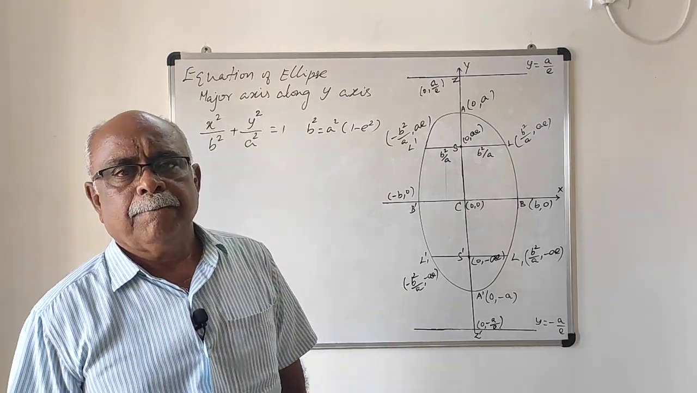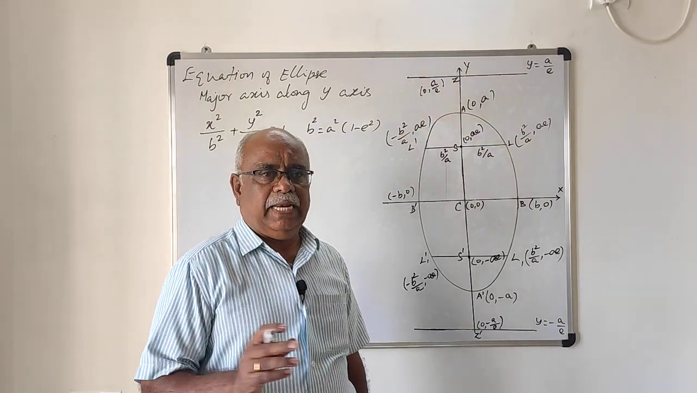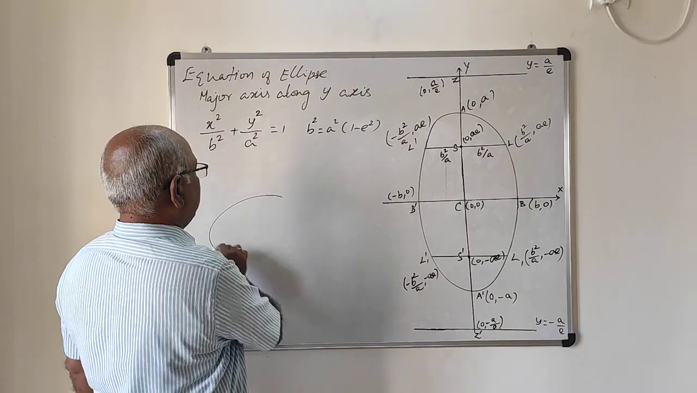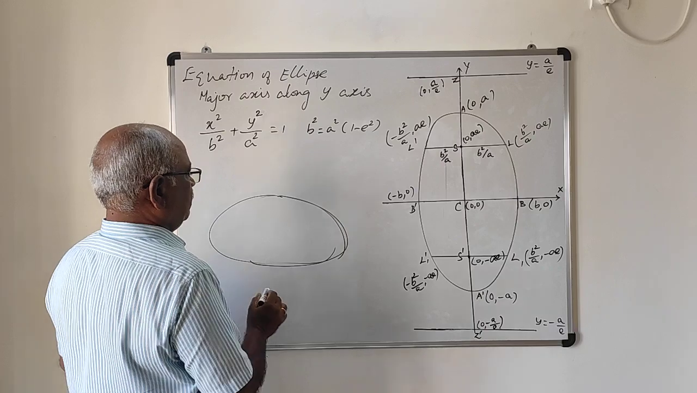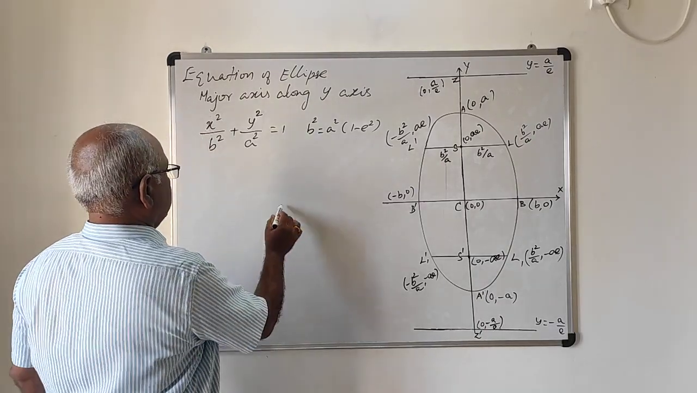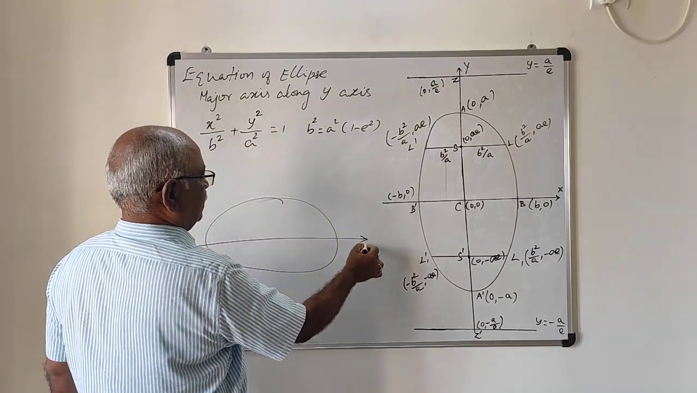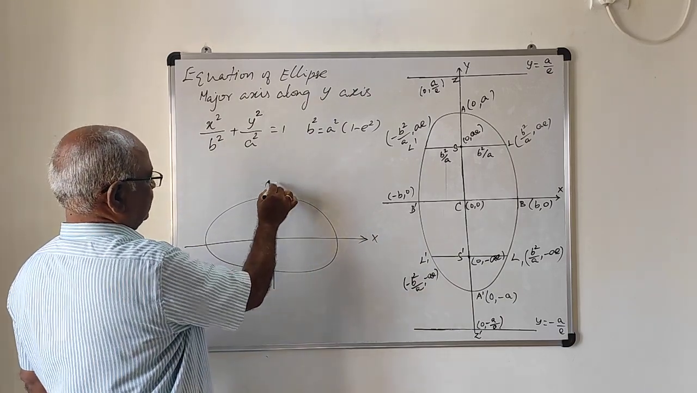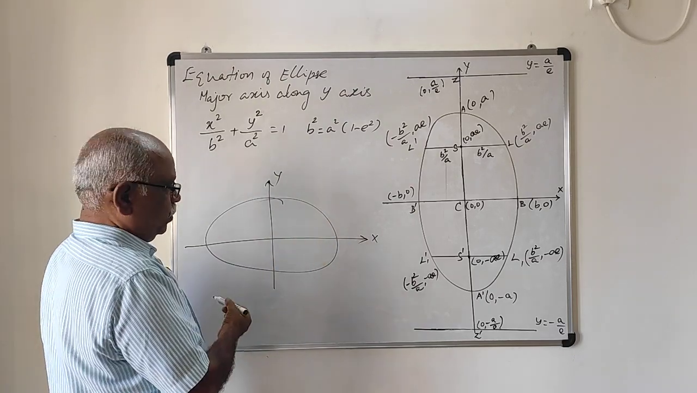My dear students, in my previous video, I derived the standard equation of the ellipse when the major axis is along the x-axis, that is, the horizontal ellipse. Major axis along the x-axis, minor axis along the y-axis. This is the equation of the ellipse we derived in the previous video.